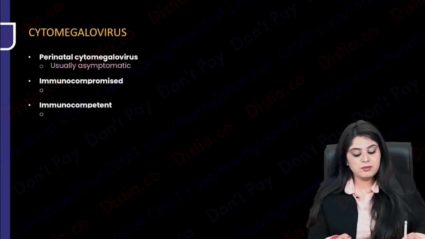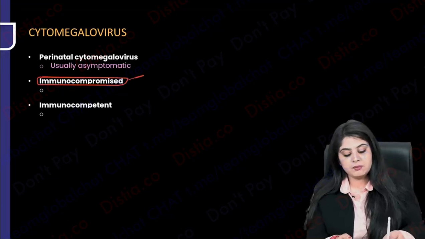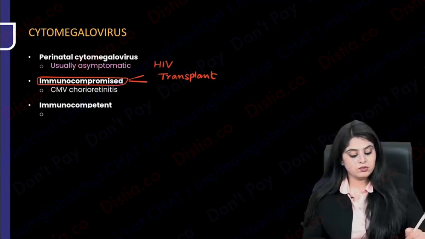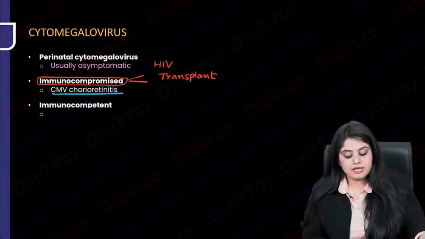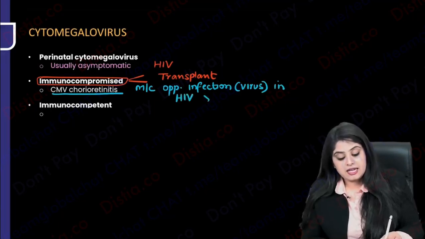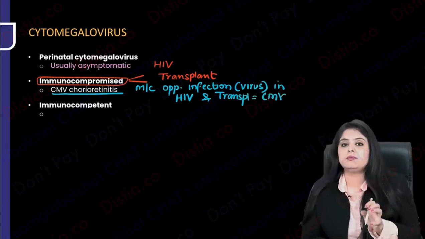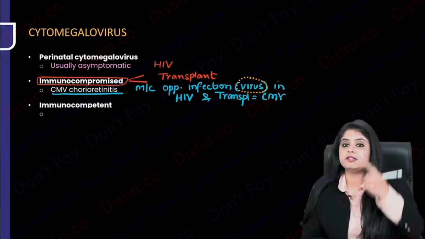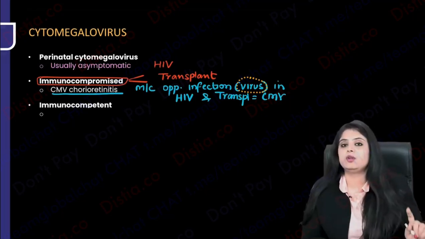Now coming to people who are immunocompromised. Immunocompromised could be people who are having HIV or people who are having a transplantation. They are all people who are under immunosuppressive drugs or are immunocompromised. One of the most common things that they have is CMV chorioretinitis. In fact, let me tell you, the most common opportunistic infection among viruses in HIV and in transplantation is going to be the cytomegalovirus. So in any immunocompromised state, the virus most commonly found in that state is CMV. What does it affect the most? Chorioretinitis, but it can affect all organs of the body.